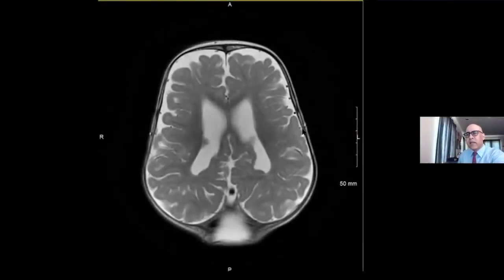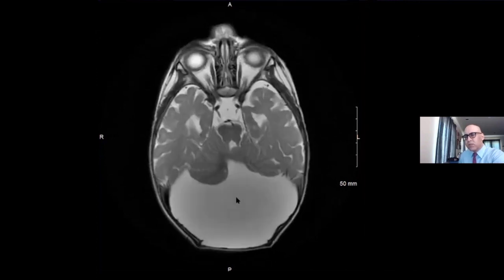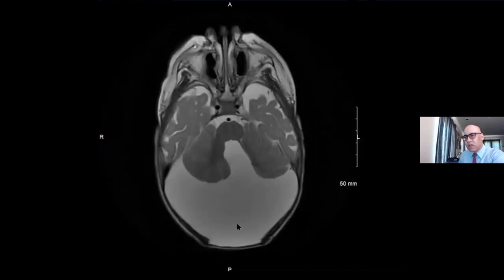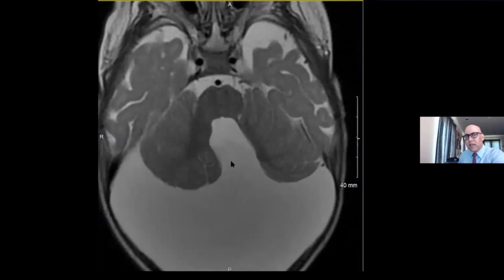This is an MRI of the brain in a 7-month-old child with macrocephaly or enlarged head. And we can see, if we go down, there's cystic enlargement of the posterior cranial fossa. And not only is there cystic enlargement of the posterior cranial fossa, that cystic area is in free continuity with the fourth ventricle, and the cerebellar hemispheres are splayed. We're not seeing an intervening cerebellar vermis.